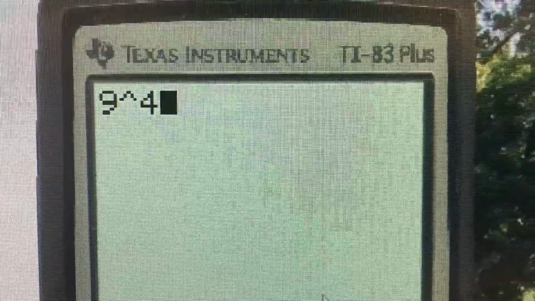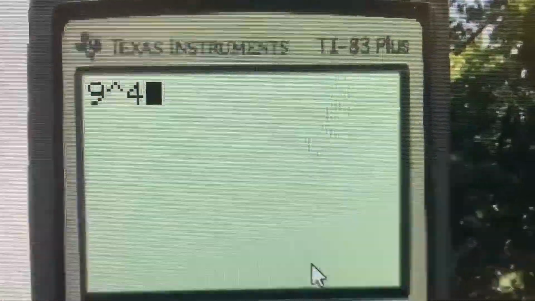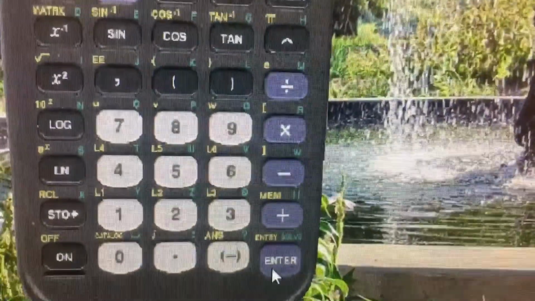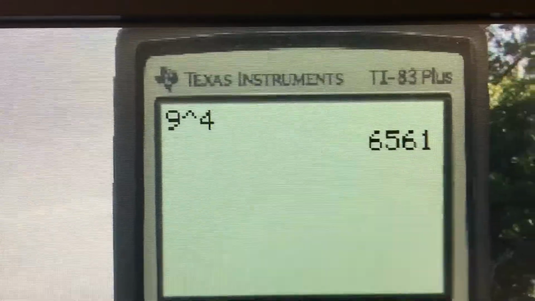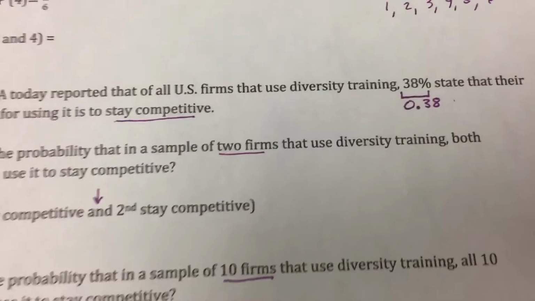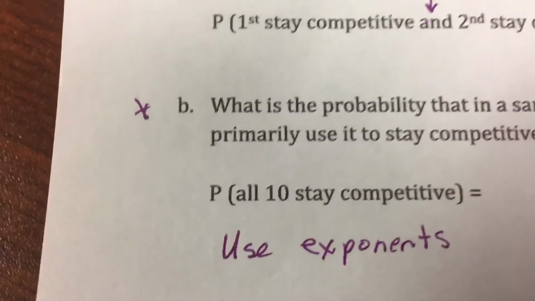Now, if you got a newer calculator, it's going to look different from this. It'd have 9 with a little exponent, but mine's older. So 9 to the 4th, push enter, and notice it'll give it to you. So that's how you do exponents, but you're going to use the probability they've given you in this raised to the 10th power. Hope this helps.